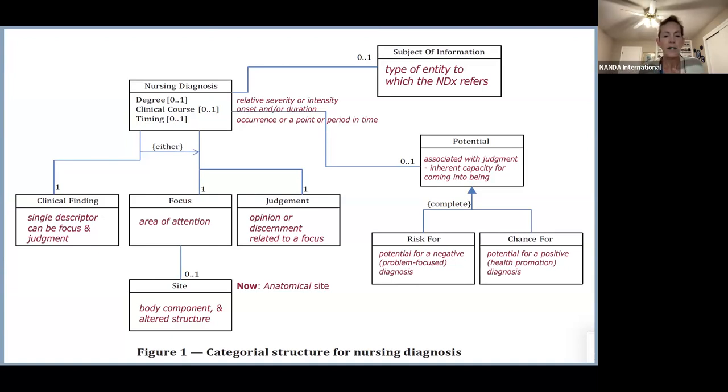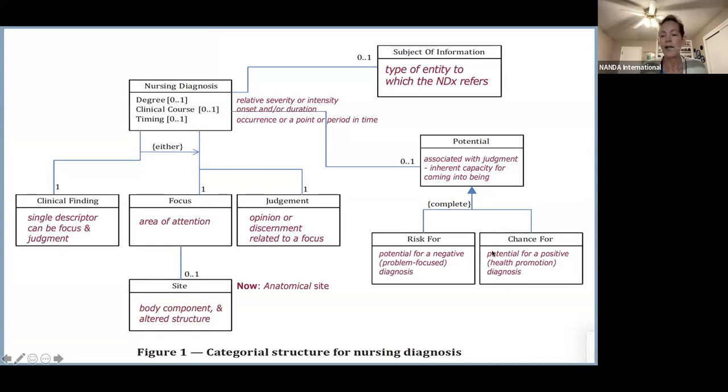Okay. And then we have subject of the information. So subject of information here, just as with NANDA, is the type of entity to which the diagnosis refers. So are we talking about the person? Are we talking about the family? Are we talking about the community? We then have potential, and potential here is associated with judgment. And that is a capacity for occurring. So we are making a judgment about whether or not the patient or the family or the community in front of us has the capacity, has the ability, in some cases has the desire to increase something. So to increase a level of knowledge, for example, or to increase a level of wellness. So this is what we look at when we're talking about potential.